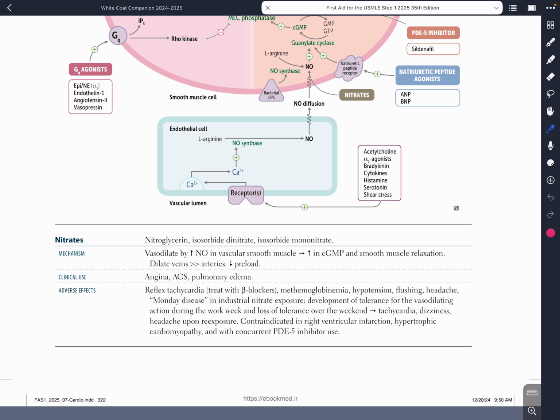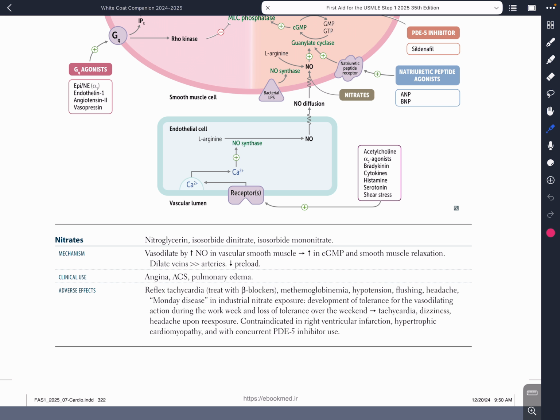Methemoglobinemia can be caused by nitrates. Hypotension, flushing, headache: Monday disease. Monday disease is the colloquial term for industrial nitrate exposure. People who work in industries are exposed to nitrates, and because on Sunday they are fine, suddenly on Monday when they go to work and are exposed to nitrates, they experience hypotension, flushing, headache. So that is Monday disease.